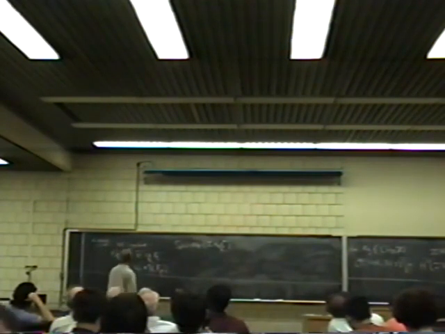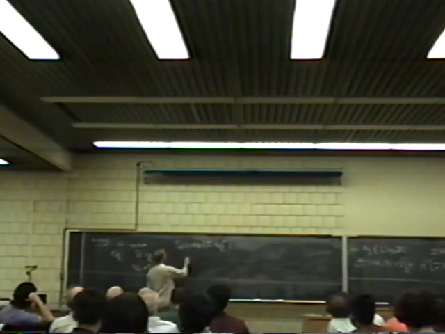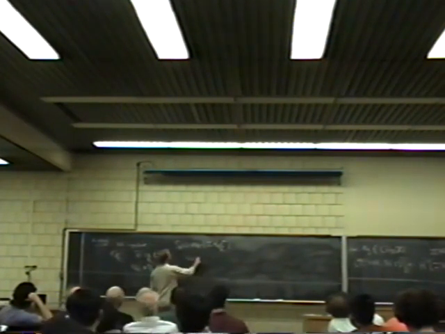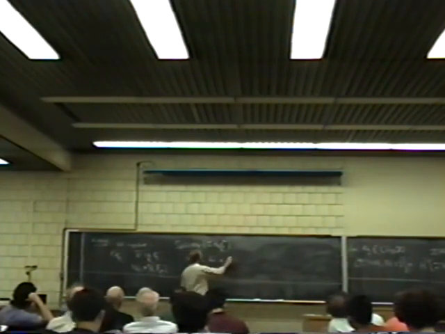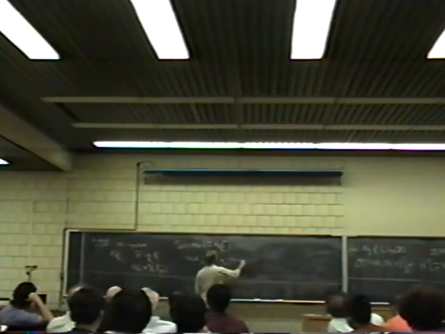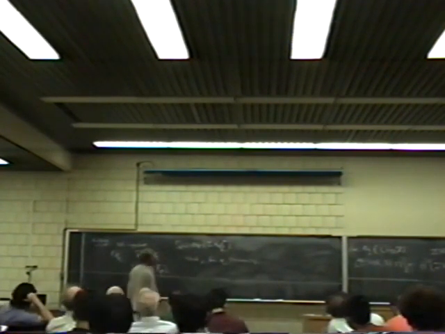You can ask various questions about it. They studied this and formulated a bunch of conjectures. It should be a rational function. It should satisfy some kind of functional equation. It should satisfy some analog of the Riemann hypothesis.